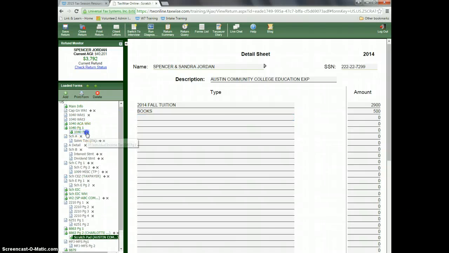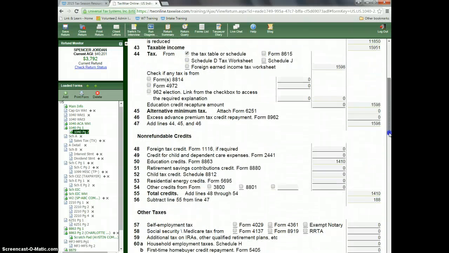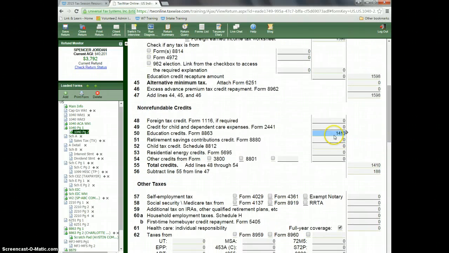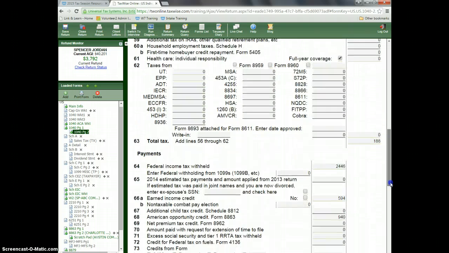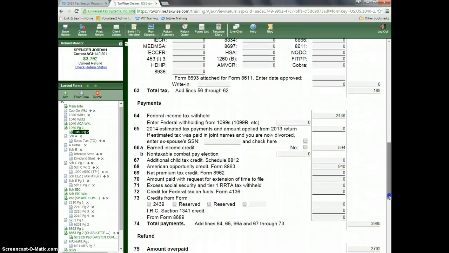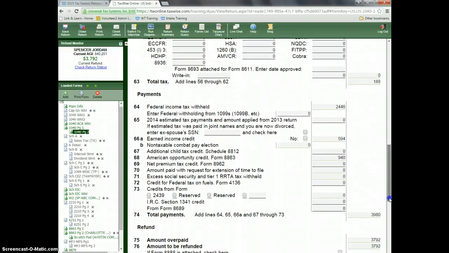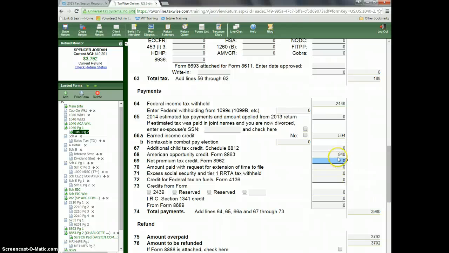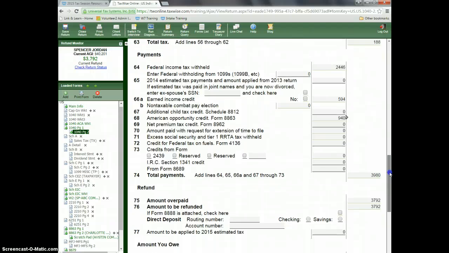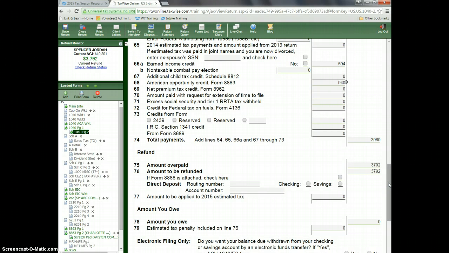If you go to the second page of the 1040 for the parents, you'll see they got a $1,410 non-refundable education credit, which reduced their tax liability pretty significantly. And then remember, in some cases, American Opportunity can also be partly refundable. So they're receiving $940 as part of their refund. This is a huge benefit to this family. So it's always good to check if this alternate calculation could help people out.